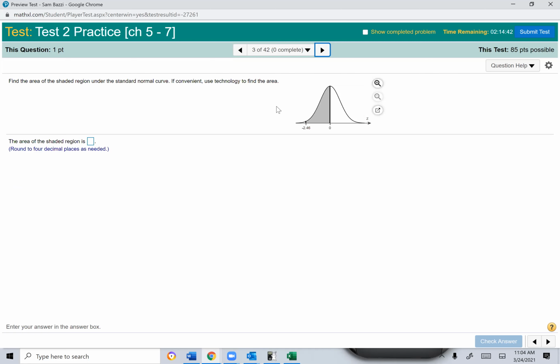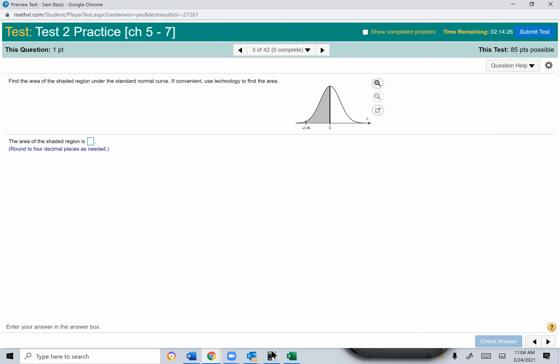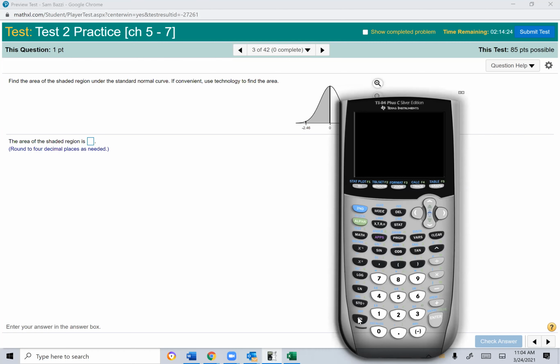Find the area of the shaded region under the standard normal curve. If convenient, use technology. So we want the area between -2.46 and 0. So let me get the calculator ready for you guys. And now we're going to go back and review chapter 5. So turn it on.